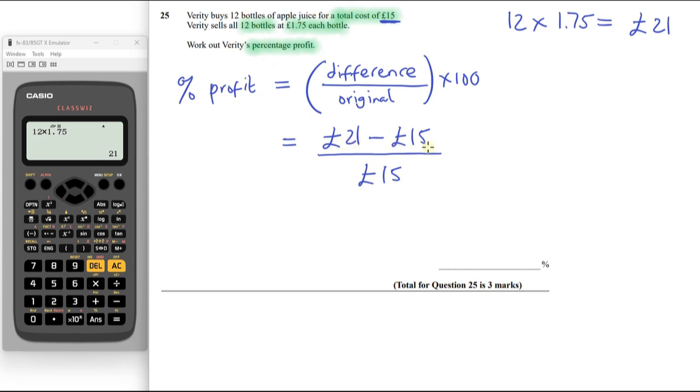So it's going to be 21 minus 15 over 15, and then we need to times that by 100. So let's just put in here 6 divided by 15, and then times by 100, and we get 40%. So that is our percentage profit, 40%.